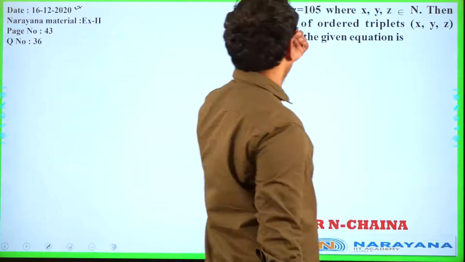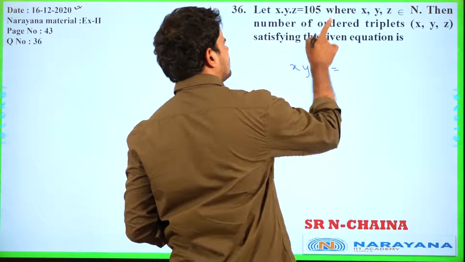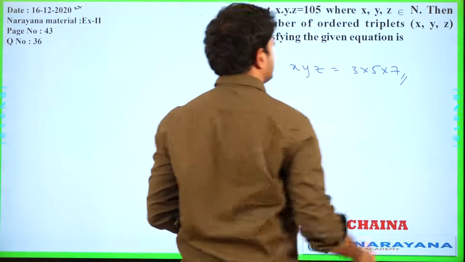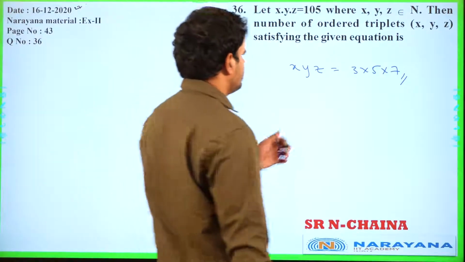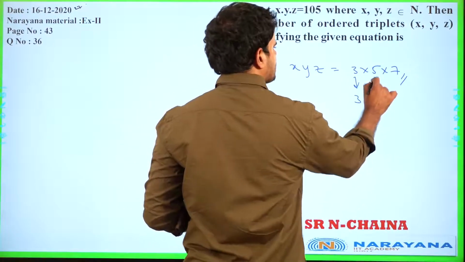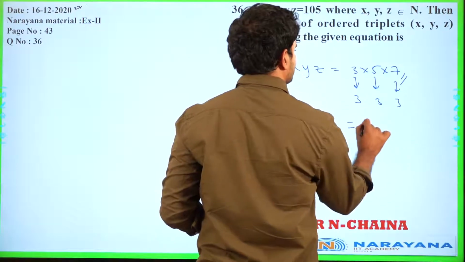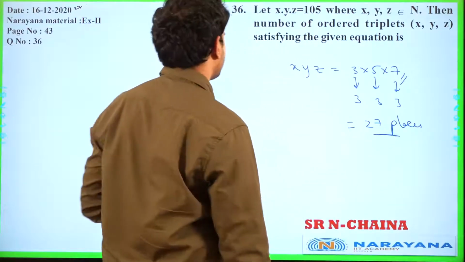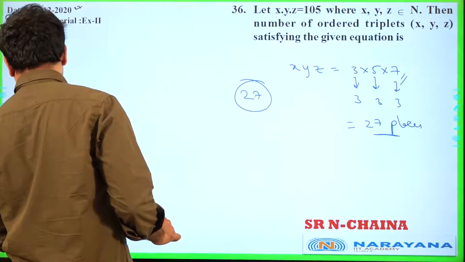Similar question. x into y into z. So what do you have? x, y, z. I can write it as 5 into 21, which is 3 into 5 into 7. Yeah, till here we are good. Now what we have is 3 into 5 into 7, I'm very good at this. See, now x can take any 3 places, 3 can take any 3 places, 5 can take any 3 places, 7 can take any 3 places. So it becomes 27 places, 27 things. So the number of triplets is 27. So the answer is 27. Let me go with the next question.